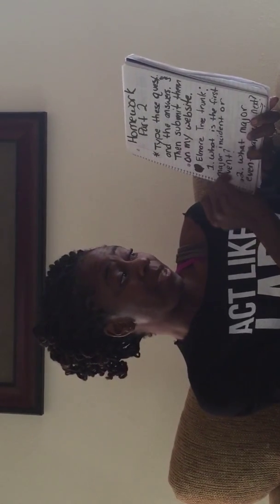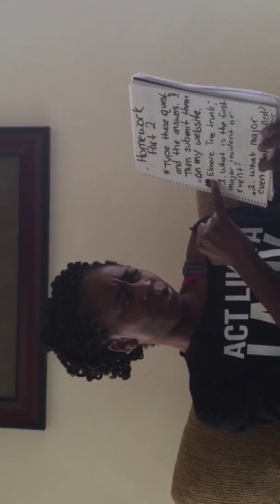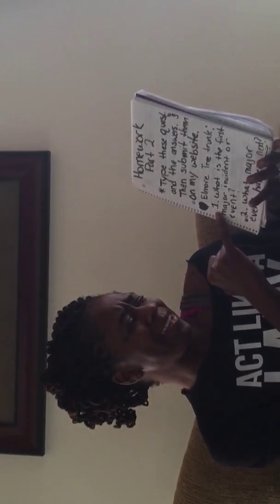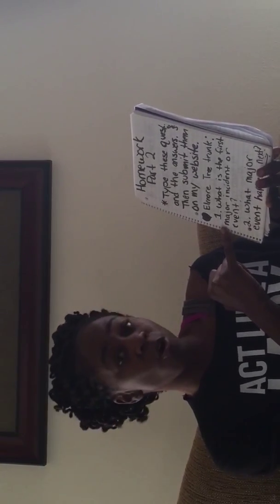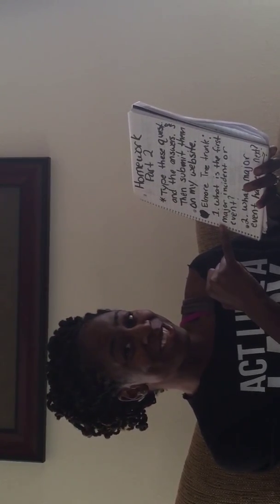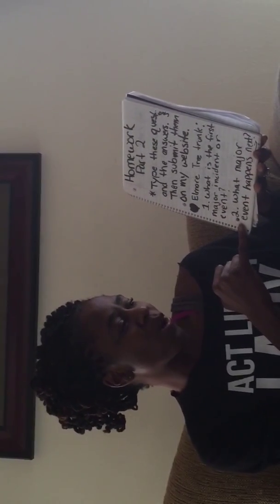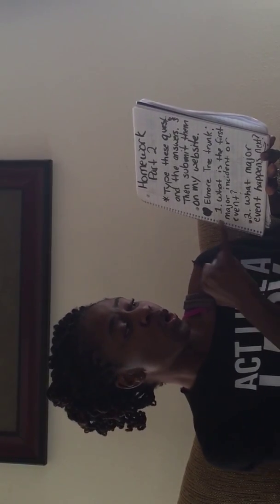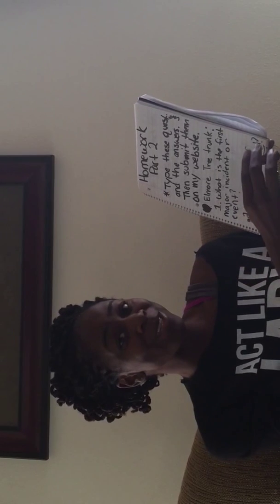Homework part 2. I want you to type these questions and answers and then submit them on my website. So thinking about the story, Elmore Tree Trunk. Here's the first question. What is the first major incident or event? So you might have to go back and listen to that story again. Here's the second question. What major event happens next? So you're going to type those questions and type in those answers.